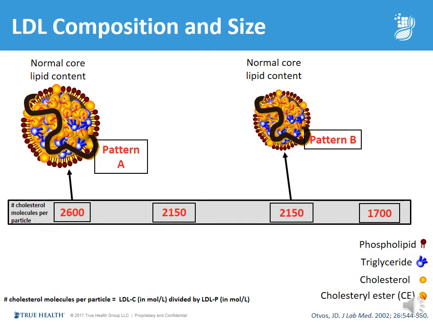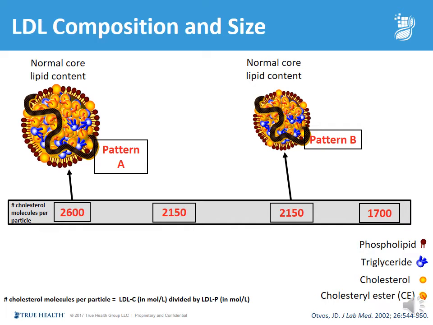If you divide LDL cholesterol by LDL particle count using molar concentrations, you actually come up with a number that refers to the number of cholesterol molecules that would be in the average LDL particle. So you notice the larger particle on the left is carrying 2,600 molecules of cholesterol, whereas the smaller particle, as you would expect, is carrying fewer molecules of cholesterol, calculated as 2,150. A smaller dump truck can carry less than a bigger dump truck.